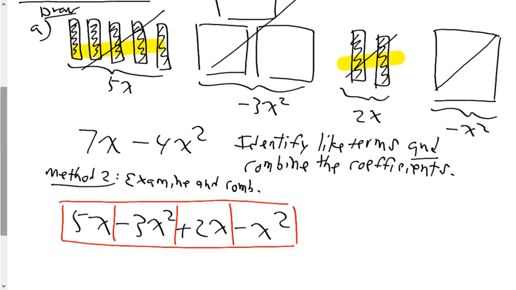So I'm going to start with my x's. I have 5 of them here. I have 2 of them there. I'm thinking I'm going to combine those coefficients. So I get 7x. I get a negative 3, and I have to know that that's a negative 1, which means that's going to combine to be negative 4x squared. Piece of cake, not hard at all. Right?